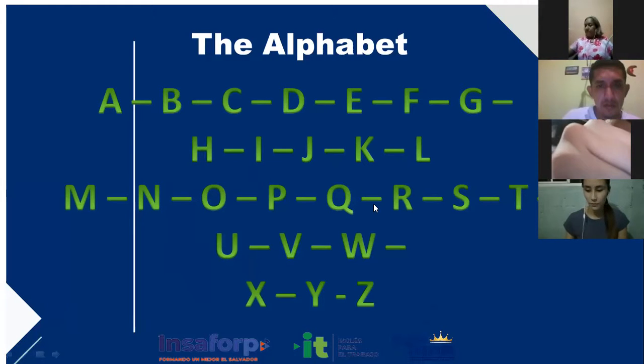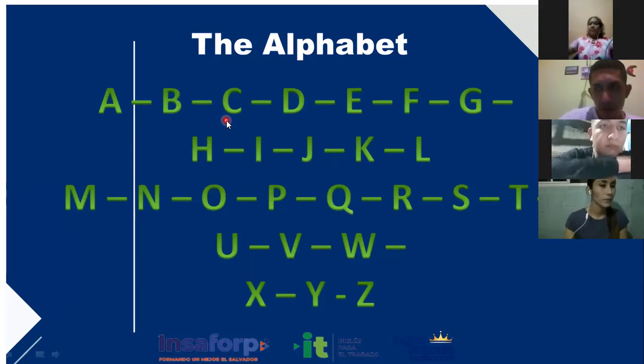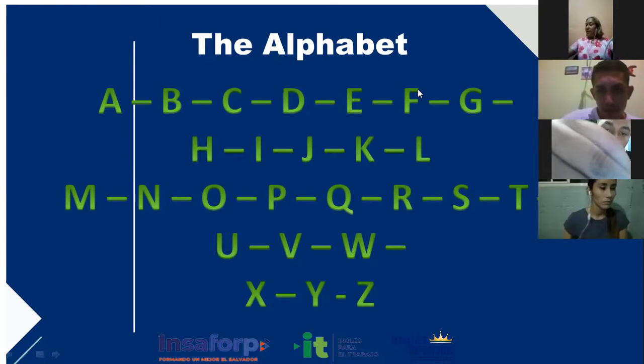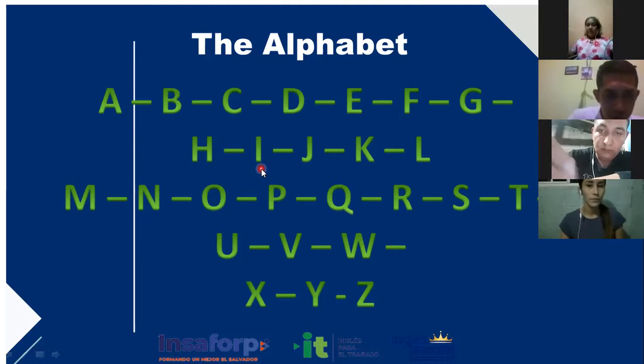Okay, so we have A, B, C, D, E, F, G, H, I. I, like if somebody hurt you, como que si los hubieran golpeado, right? I, okay, so that's the way it sounds.